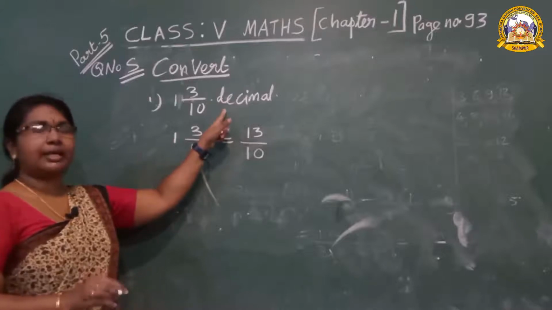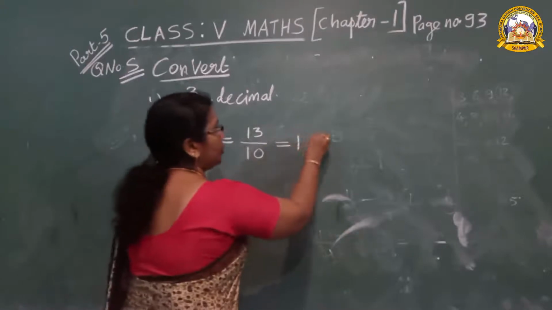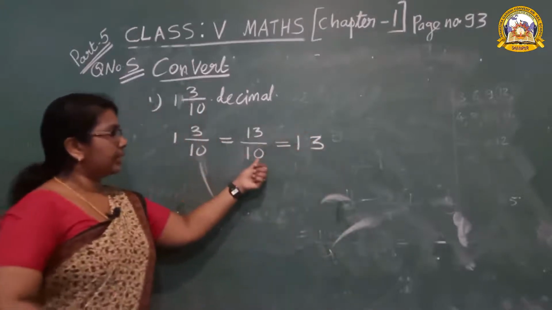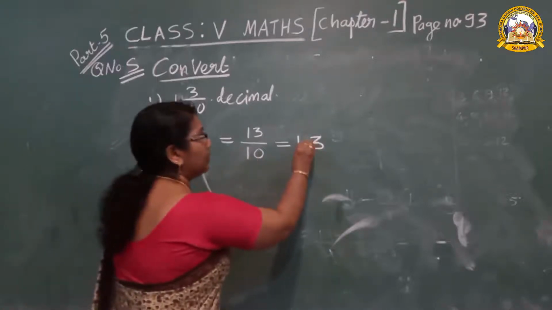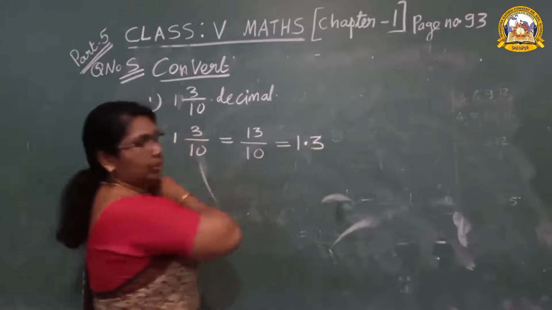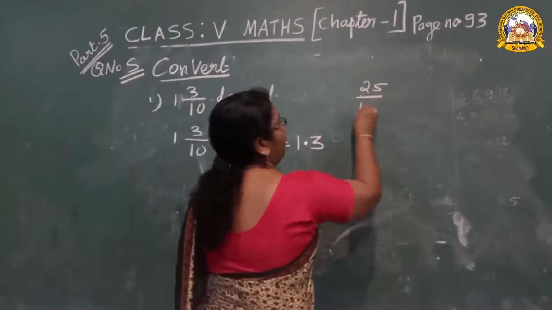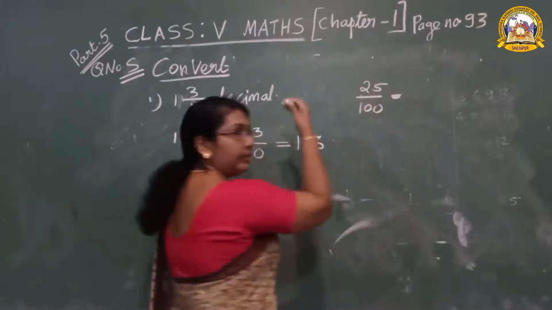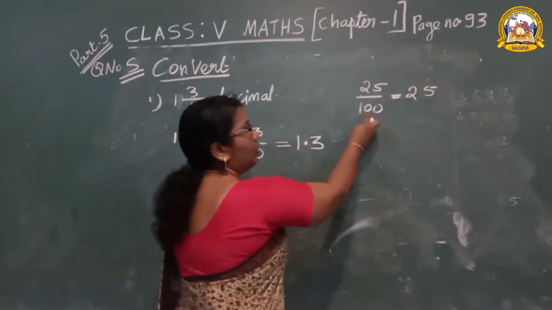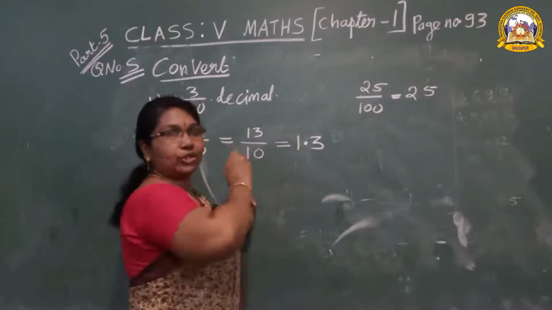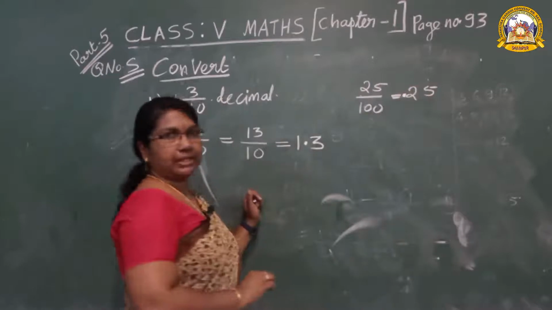What do you mean by decimal? Yes, there will be a point. Now look here. You should write 13 and see how many zeros there are. 1 zero. So 1 digit from the right you should put the point. I will show you one more example. 25 upon 100. How to convert into decimal? You should write 25, then count how many zeros there are. 2 zeros. So 2 digits from the right you should put the decimal point.